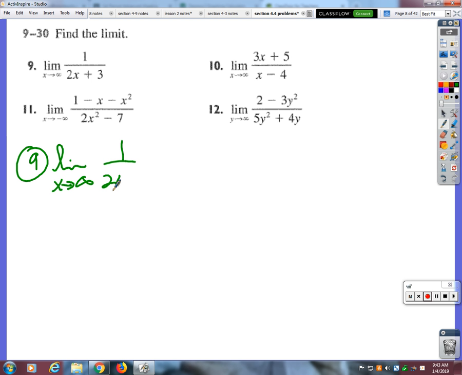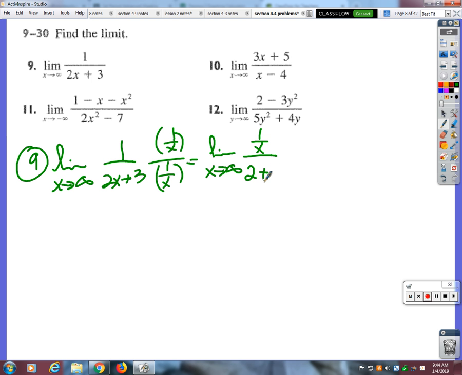What is the highest power of x on the bottom? 1. So I'm going to multiply everything by 1 over x. So if I multiply 1 by 1 over x, what do I get? Yeah. 1 over x. And then if I multiply 2x by 1 over x, what do I get? 2, right? Because the x's cancel. And then if I multiply 3 by 1 over x, what do I get?